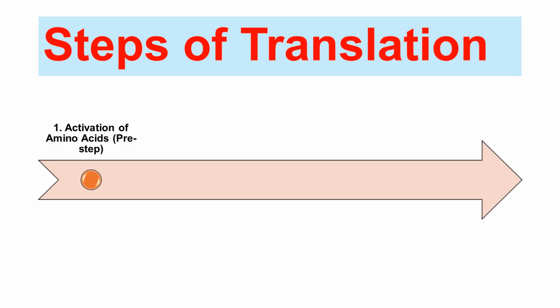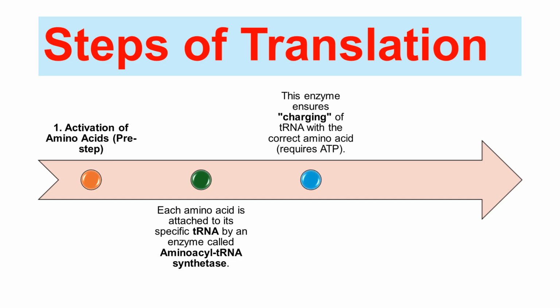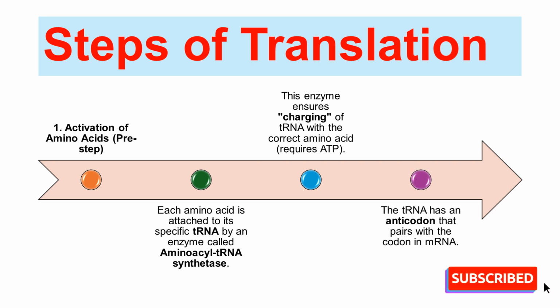1. Activation of amino acids, pre-step. Each amino acid is attached to its specific tRNA by an enzyme called aminoacyl tRNA synthetase. This enzyme ensures charging of tRNA with the correct amino acid, and requires ATP. The tRNA has an anticodon that pairs with the codon in mRNA.